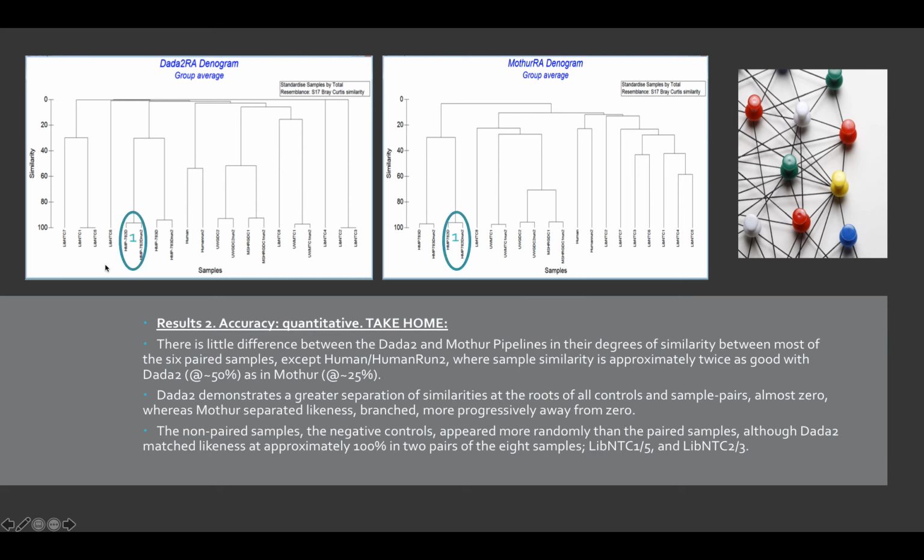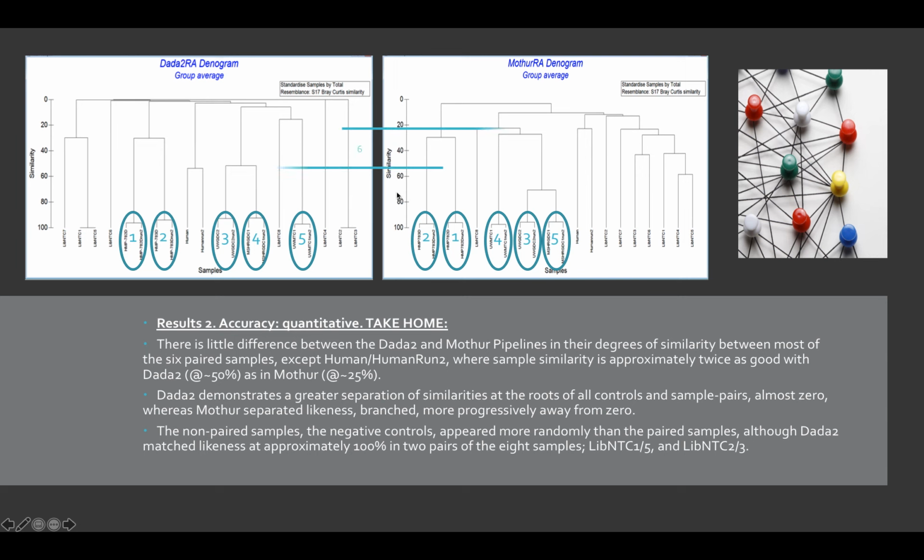There's 6 paired samples, 5 of which are very similar between both programs. There's not much to see between them. They've both got these paired samples quite close, except for the 6th one, where there isn't much between them, but you can see Dada2 has them more similar than Mothur has, and the rest of them were negatives, and they're quite random, as you'd expect.